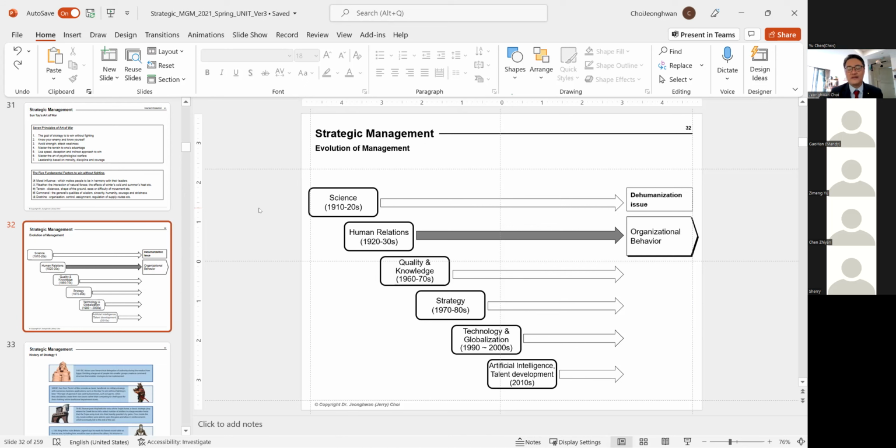First, management, especially scientific management, modern management, was coined by Frederick Winslow Taylor in the 1910s, around 120 years ago, using numbers and science. However, it caused a dehumanization problem. When we treated people like numbers, people were unhappy. We fought and we made a revolution.